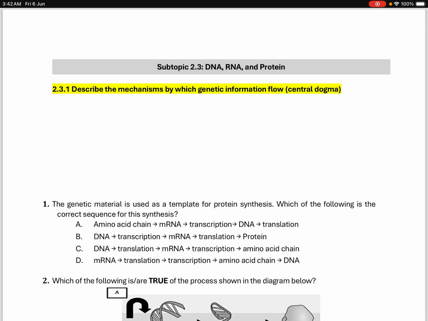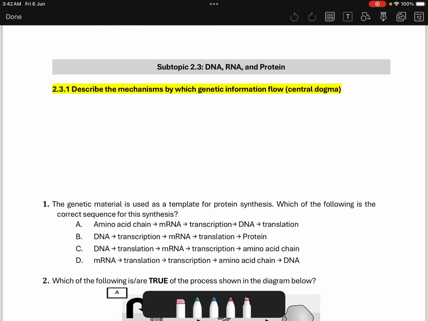Dear students, welcome back to end of year revision, and today we will start with term 1 topic, that is 2.3 DNA, RNA and protein. So first of all, starting with the first KPI, describe the mechanisms by which genetic information flow, and this mechanism is called the central dogma.